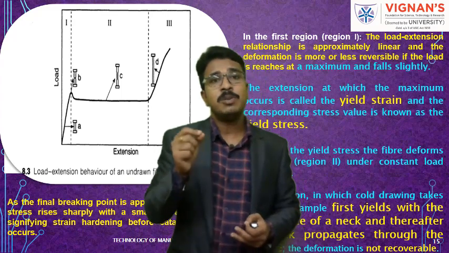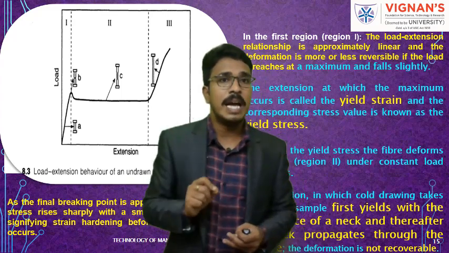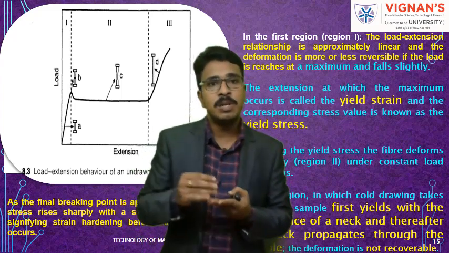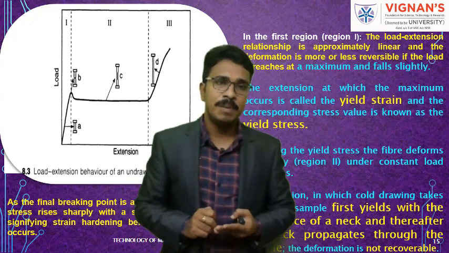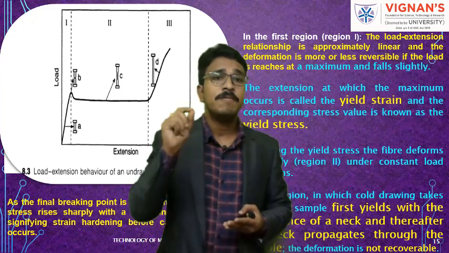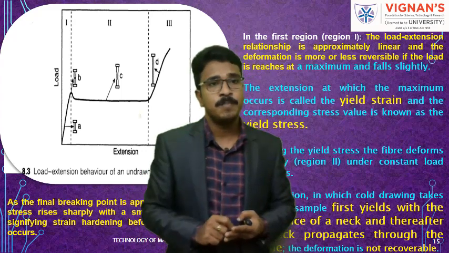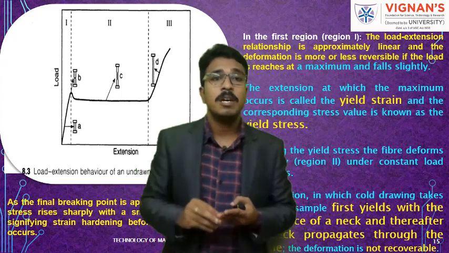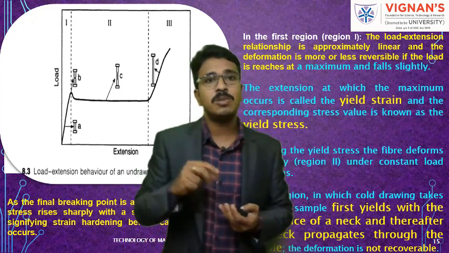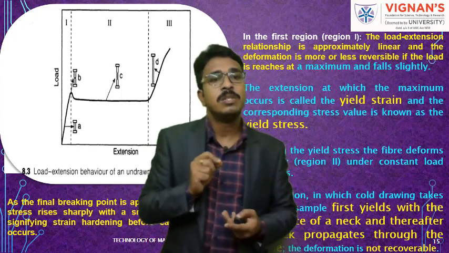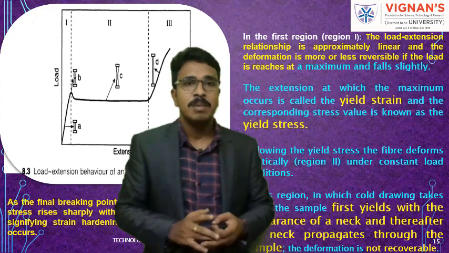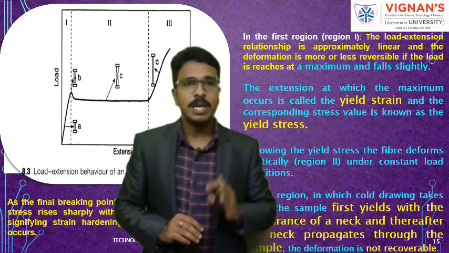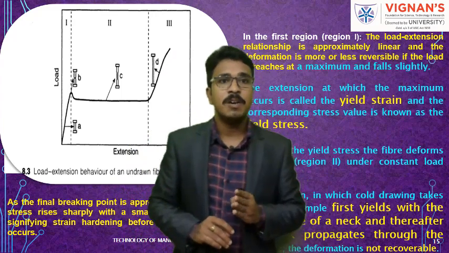And when it comes to region 3, the third region, where you are just slightly increasing the strain, that is, slightly increasing the load on the filament, what will happen? The final breaking point is approached and the stress rises sharply. Stress rises sharply with a small increment of load or small increment of strain, signifying strain hardening before the catastrophic failure occurs.